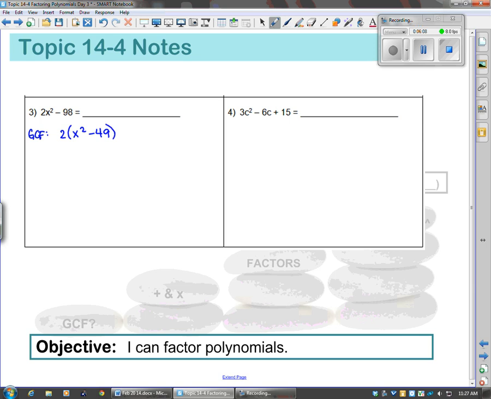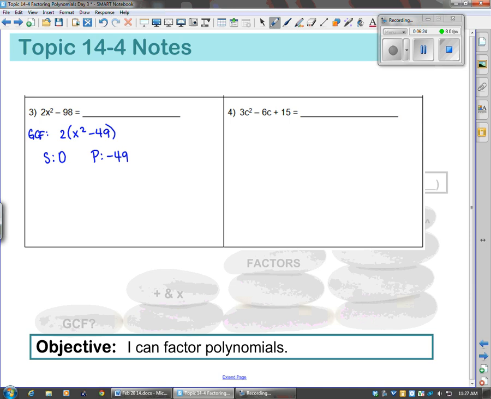Yesterday, we talked about a shortcut for this. If you don't get it, that's okay. Your sum is the middle term. There is not a middle term, so your sum is 0. The product is the last term, -49.